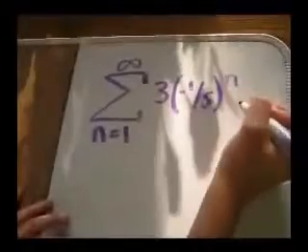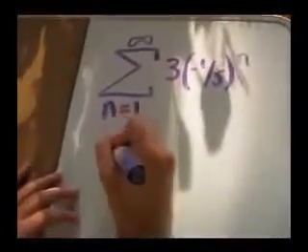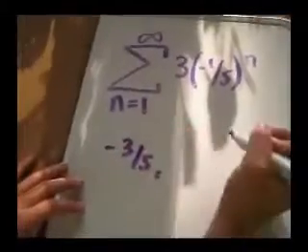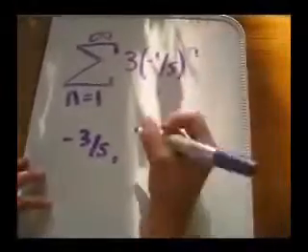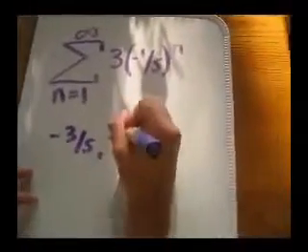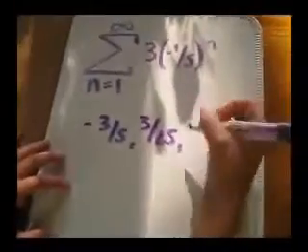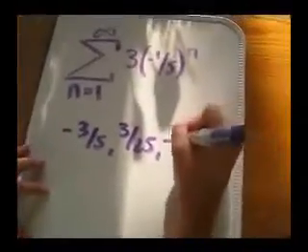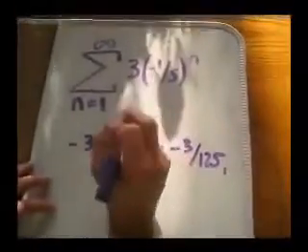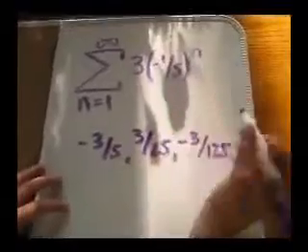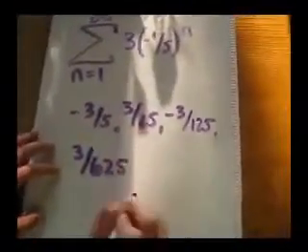Alright, so first you just plug in 1. When you plug in 1 to this equation, it equals negative 3/5, which is the first term. Then if you go to the next one, you just plug in 2 to n, and that equals 3 over 25. And then you plug in 3 to the equation, and that equals negative 3 over 125. And then the last term, you just plug in 4 to the equation, and you get 3 over 625.